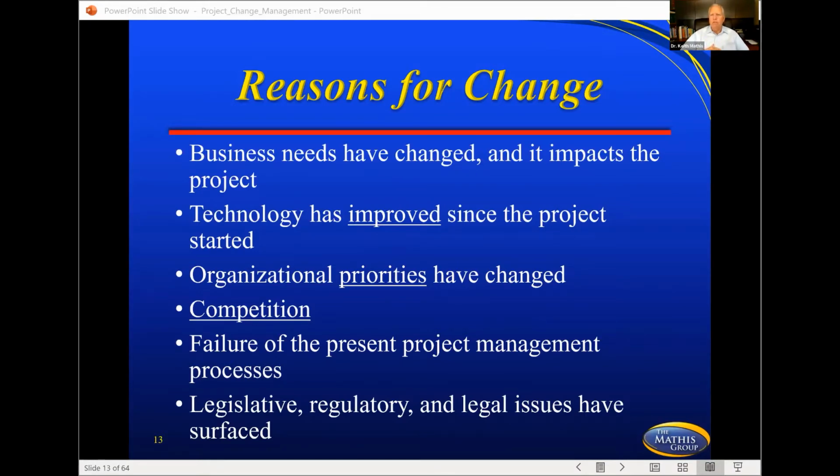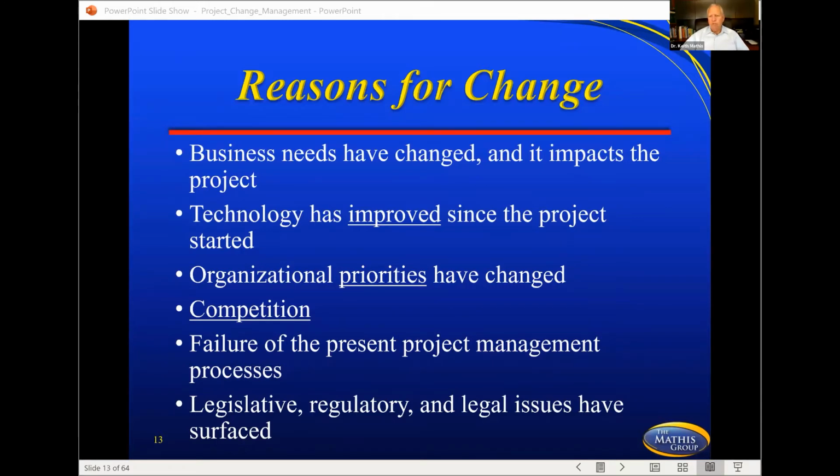Well, obviously, if you're in the middle of a 3-year project and the business needs have changed, then it's going to make a huge difference. Your project is going to have to adjust because you're hitting a moving target. Technology has improved since the project started. Many of you folks see this happen all the time. New technology has rolled out and you want to be part of that new technology. The price might even be cheaper.